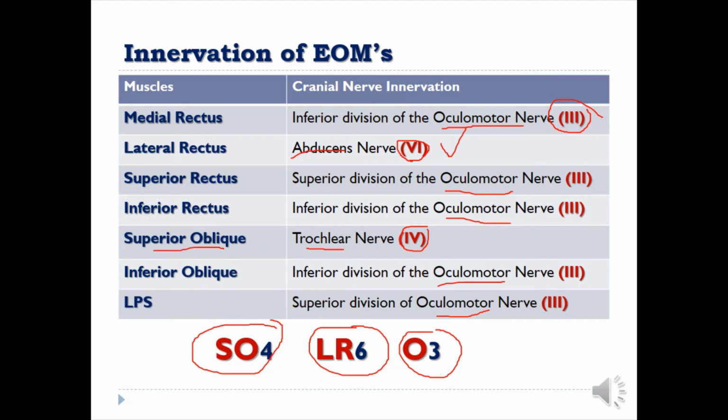So what is this SO4 LR6 O3? SO4 means SO, superior oblique, by the 4th cranial nerve, trochlear nerve. LR6, lateral rectus by the 6th cranial nerve, abducens nerve. So all other muscles are supplied by O, oculomotor. So SO4, LR6, O3 means superior oblique by 4th cranial nerve, trochlear, lateral rectus by 6th cranial nerve, abducens. All other muscles are supplied by the 3rd cranial nerve, that is the oculomotor nerve. So that is how you easily remember which cranial nerve is supplying which muscle.